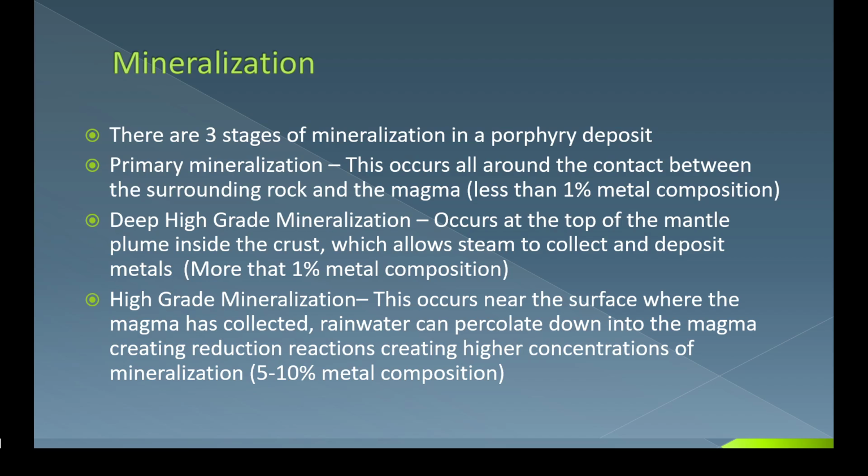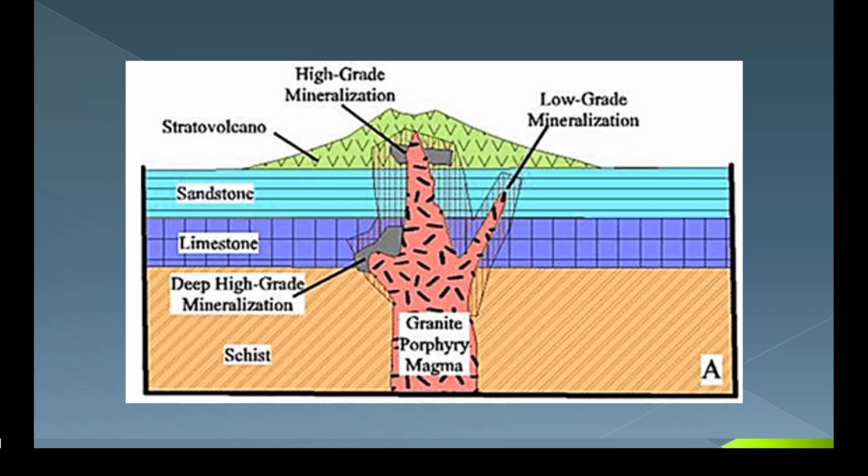And finally, the highest grade deposit is when this type of plume is located near the surface. When it is located near the surface, meteoric waters or rainwaters can percolate down into the magma and create a higher amount of steam, which then allows for increased reduction reactions, creating higher concentrations of mineralization. This produces the highest metal compositions of 5 to 10%.